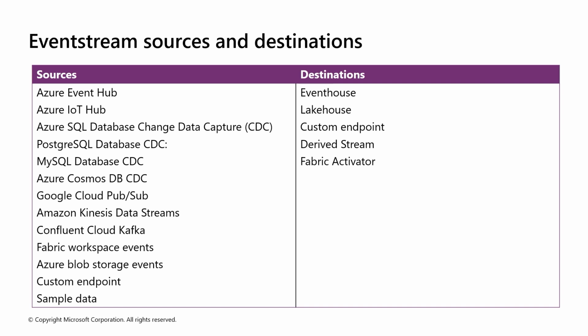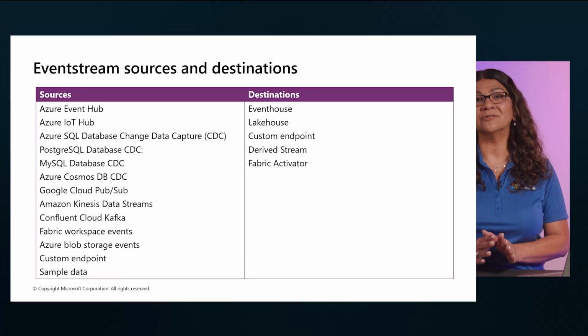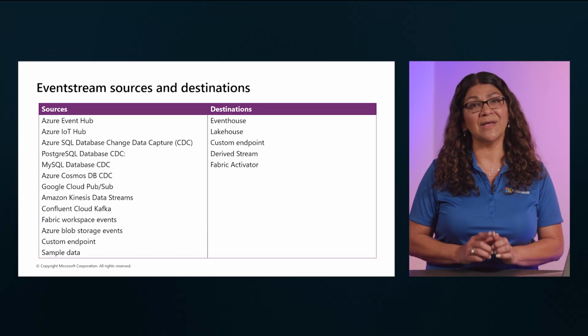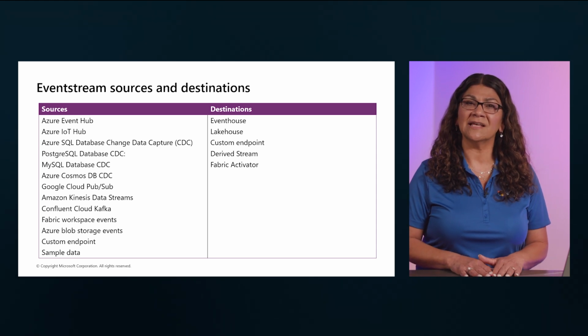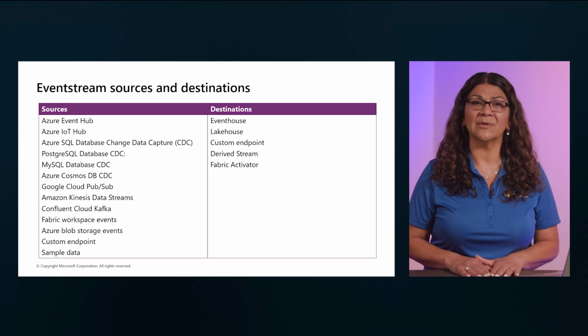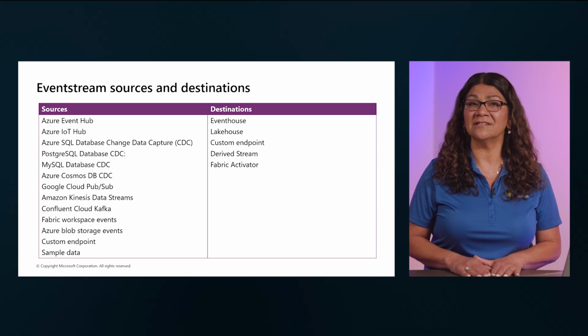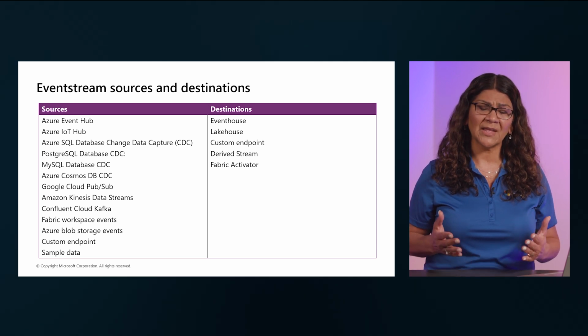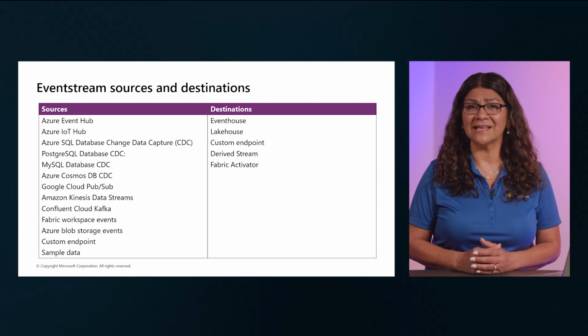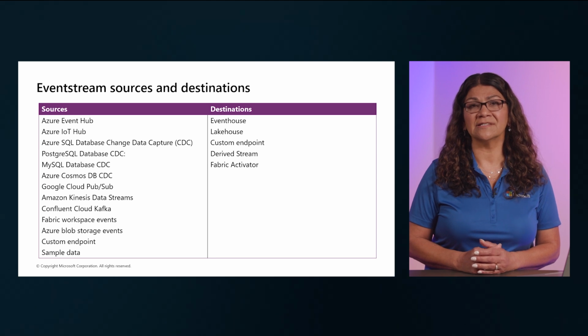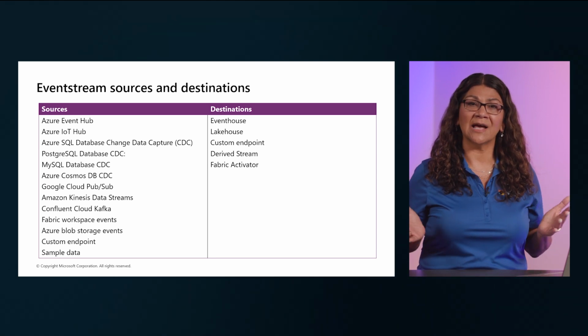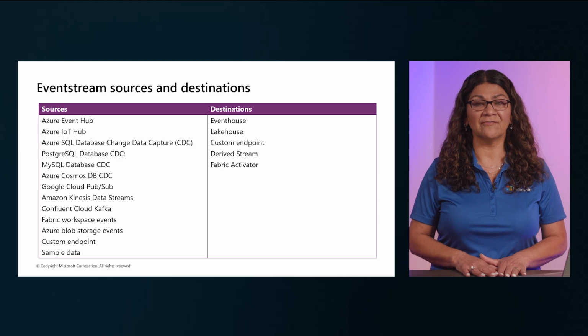It supports both streamed and unstreamed events. You can also create your own custom endpoint using the REST API or software development kits provided by Microsoft Fabric to send event data from your custom app to your event stream. Lastly, you can use sample data as your source for out-of-the-box sample data provided by Microsoft Fabric.